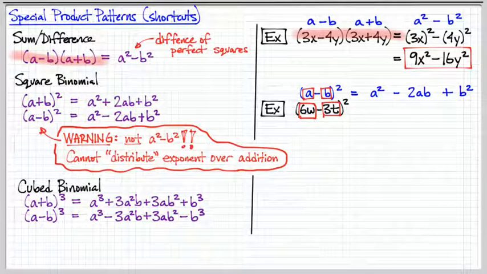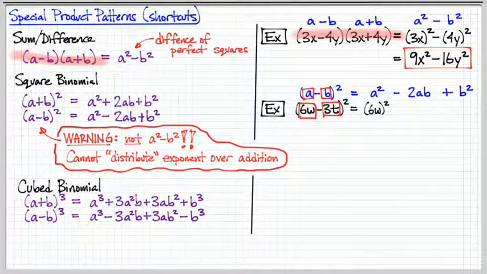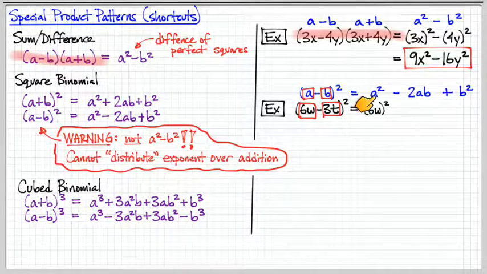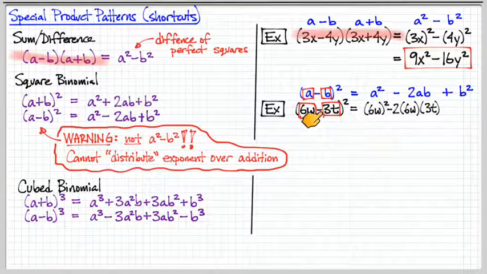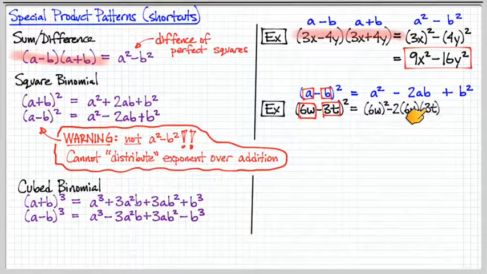So now when we expand this out or substitute things in, 6w is a squared. And here we have 2 times 6w times 3t. A common mistake might be to put negative 3t right in here. But in this case, b is 3t, so that's what we put in the substitution of b here.